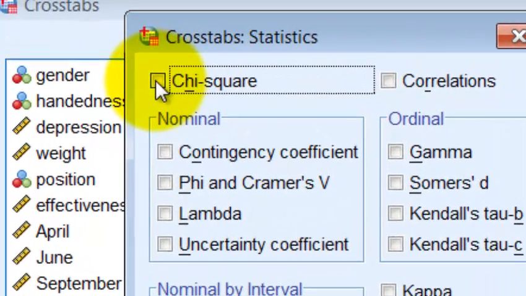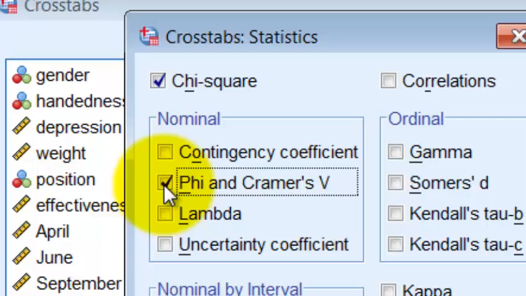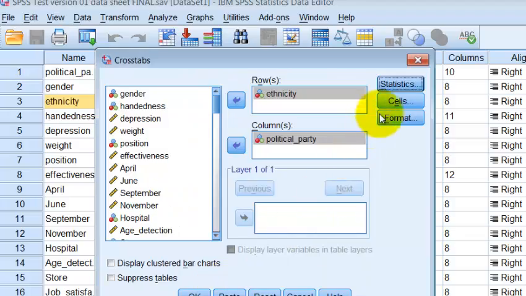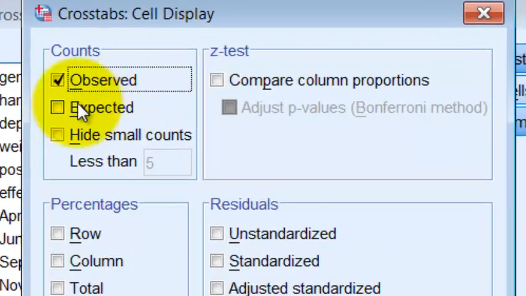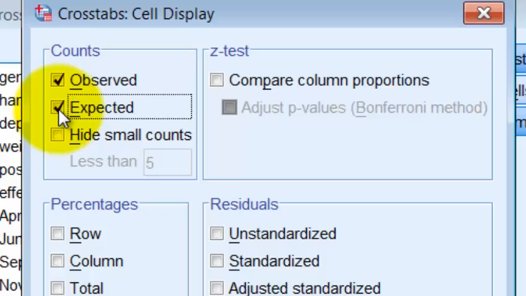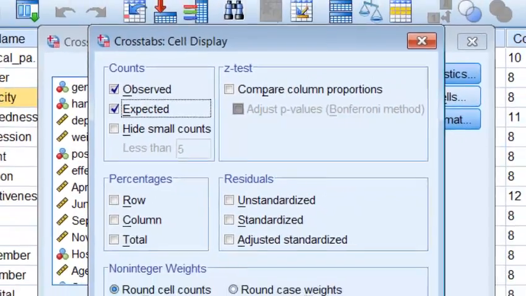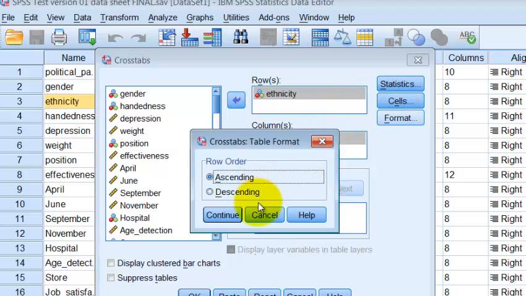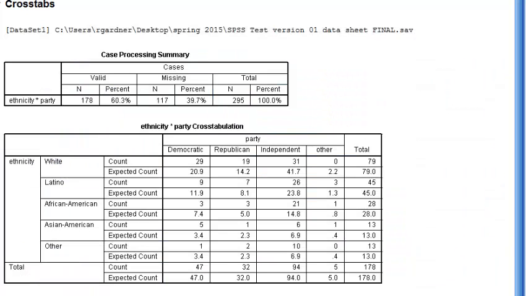Statistics, we want the chi-squared, of course. We want the Cramer's V and the phi coefficient. That's going to give us our effect size and the strength of the relationship. And the rest of this stuff, I don't think we need anything. Cells, personally, I always like to see the expected count. That is, if the null were true, that would tell you how many people should be in that specific cell. We're going to click Continue. Format, I don't think we need anything there. And let's click OK. And here is the output.